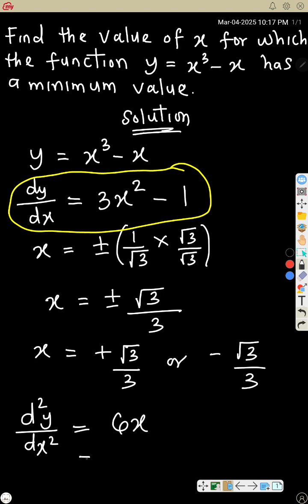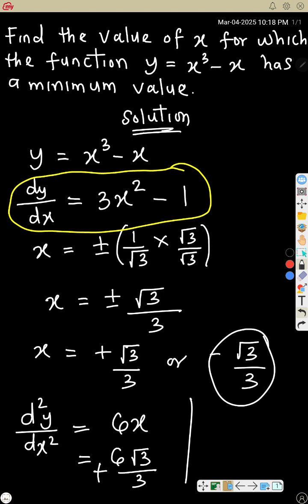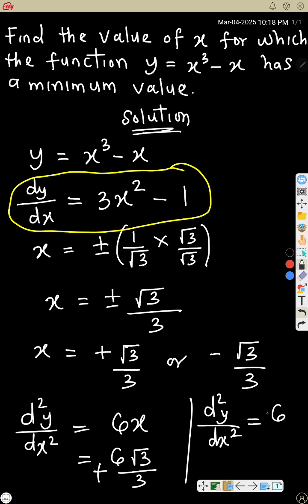This will be 6 root 3 over 3. So the answer is plus for that one. Put this one also here. So d squared y over dx squared will equal 6 times minus root 3 over 3, that will be minus 6 root 3 over 3 if you substitute this.